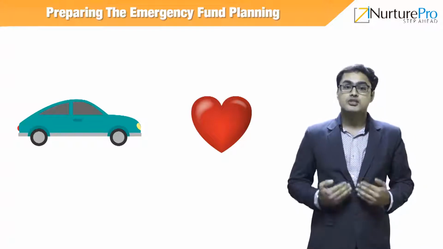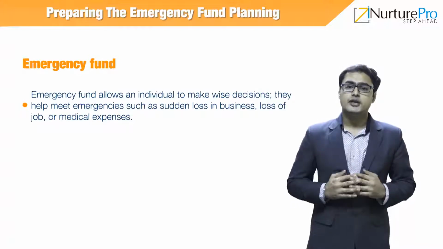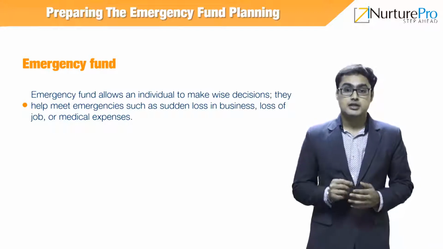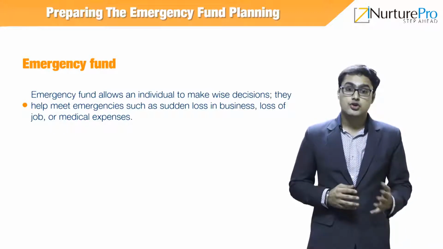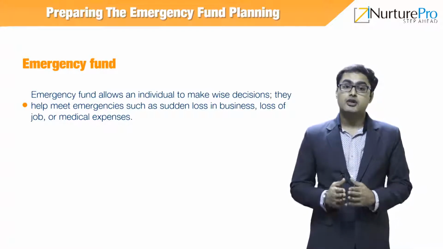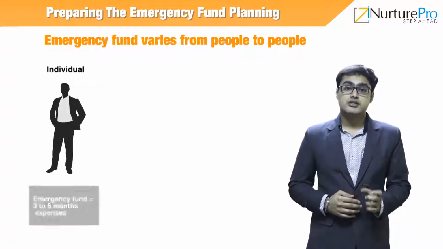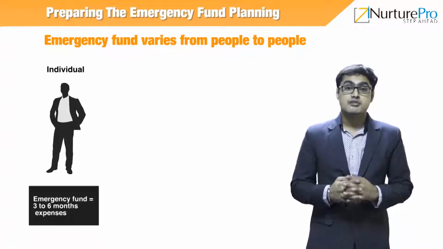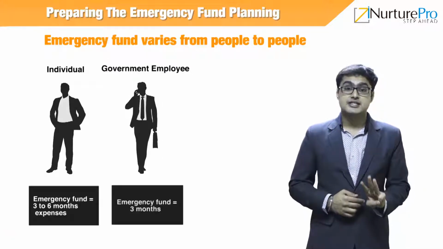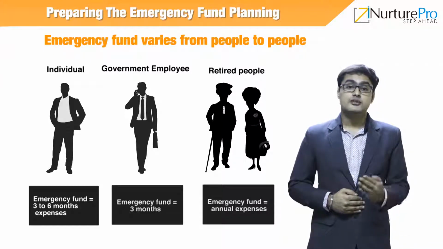To regain our original state, sufficient funds are required. So emergency funds allow an individual to make wise decisions. They help meet emergencies such as sudden loss in business, loss of job, or medical expenses. Now let's see the emergency fund required for different age group people. As a good financial planner, every individual must reserve 3 to 6 months of expenses in an emergency fund. For a government employee, one should keep 3 months of expenses in an emergency fund. For retired people, annual expenses should be equal to the emergency fund.